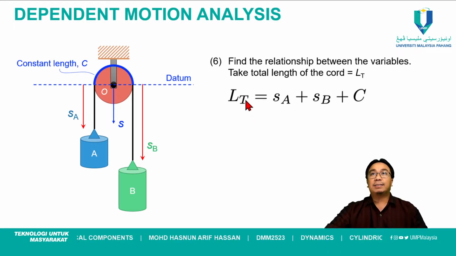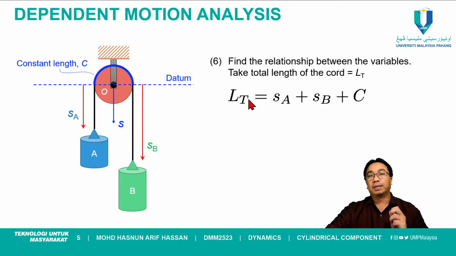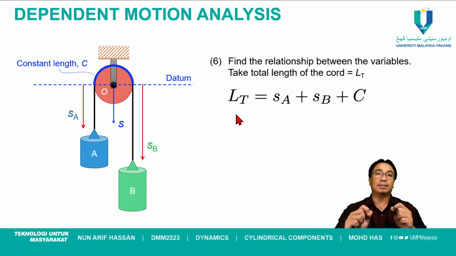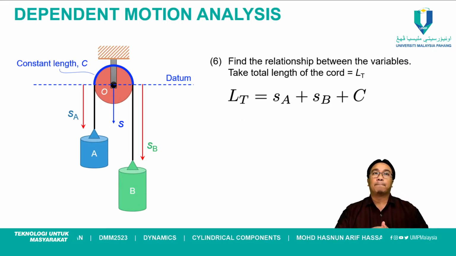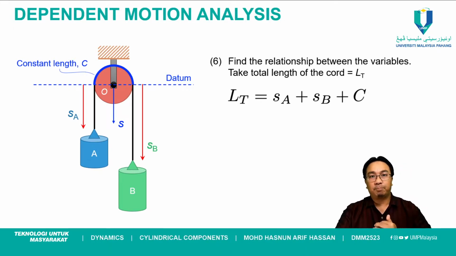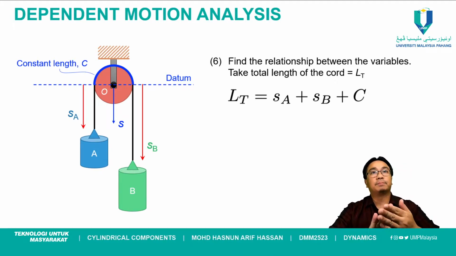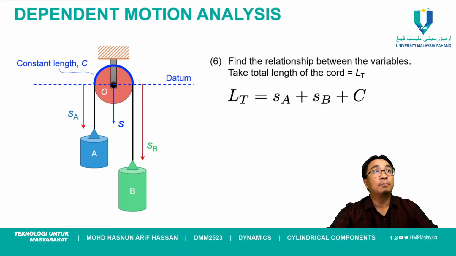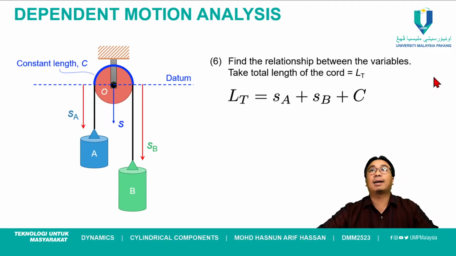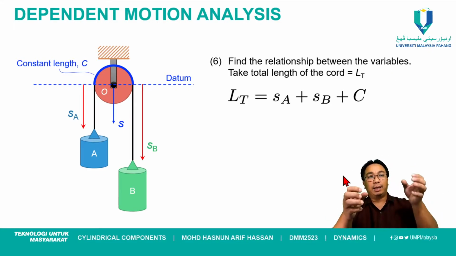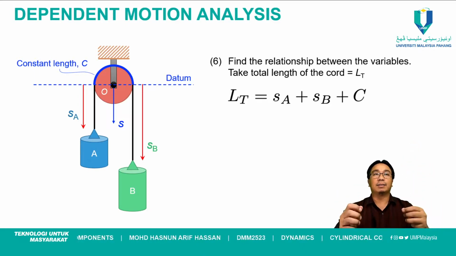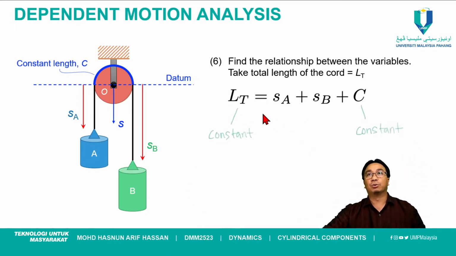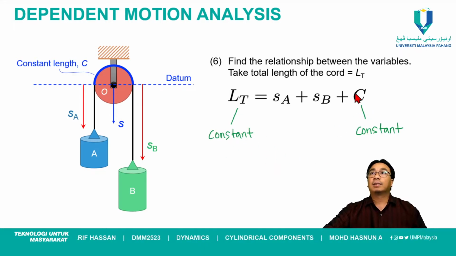So, panjang tali ni dia berubah tak mengikut masa? Maksudnya dia kekal tak panjang yang sama atau dia berubah? Anyone? Dia berubah ke dia kekal? Kekal, betul. Throughout the motion, A naik ke atas, B turun ke bawah dan sebagainya, panjang tali tetap sama. So, LT is constant.